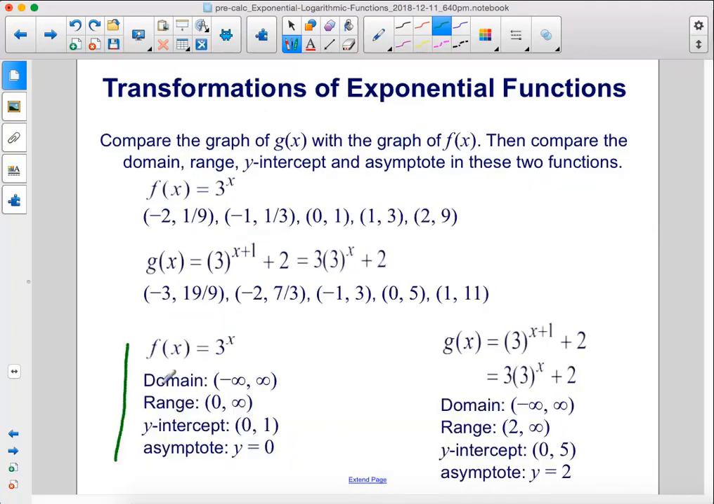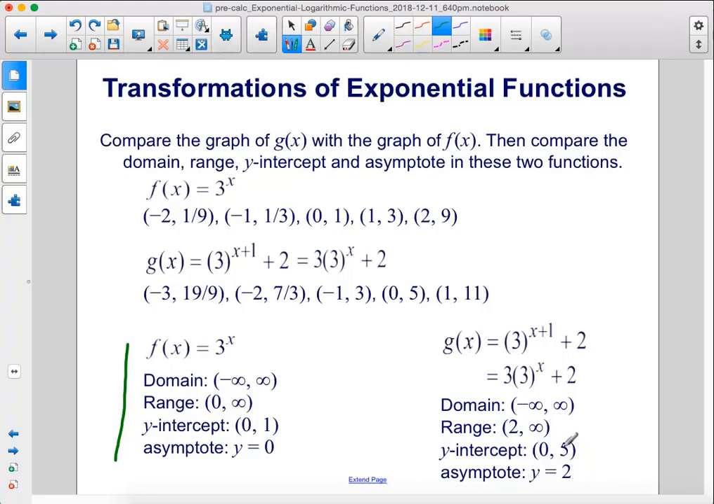Here's all the information for f of x equals 3 to the x, with the domain of all real numbers, the range from 0 to positive infinity, the asymptote at y equals 0, and the y-intercept at 0, 1. Over here, with the transformations, the domain is still all real numbers. The range, however, has gone from 0 up to 2, so 2 to positive infinity, because that asymptote has been moved up 2 units to y equals 2.